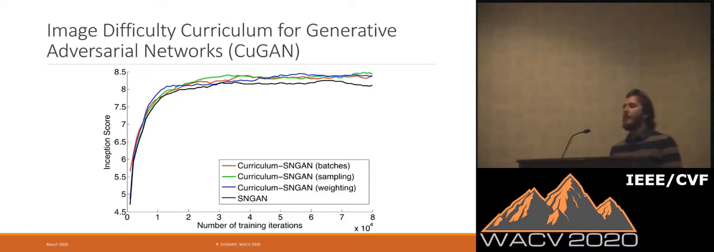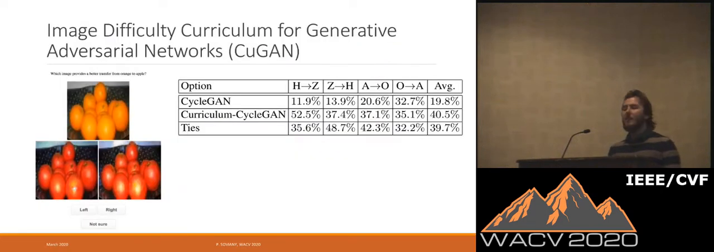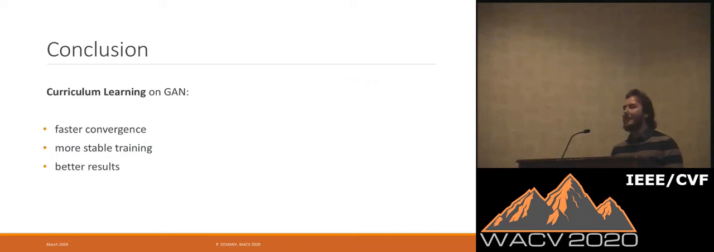Here we can see that all our methods beat the baseline SN-GAN. And here are some results. We use classic methods like inception score and FID, while also asking human annotators which images look more real. For the translation results, we also used human annotators, and they said that our method is better than the baseline CycleGAN by over 20%. So that's it. Our method indeed reaches faster convergence, more stable training, and better results. Thank you.